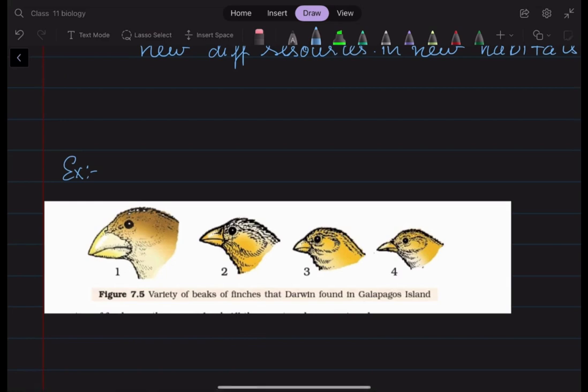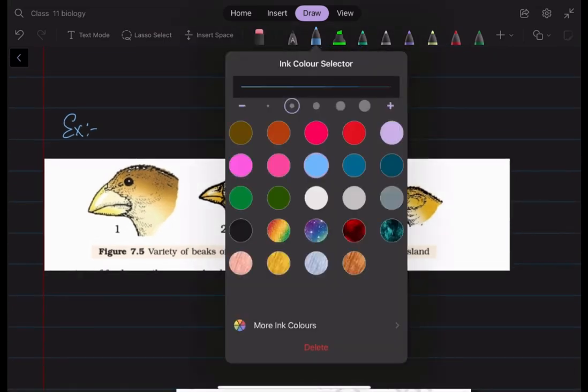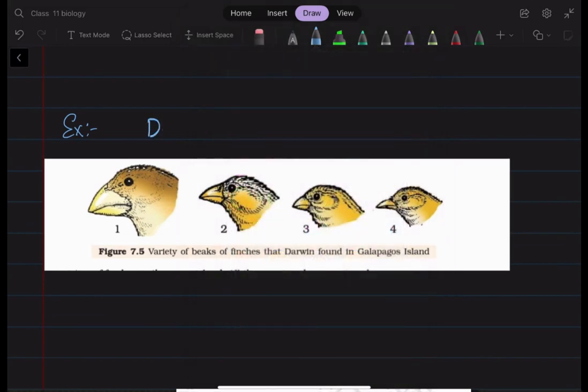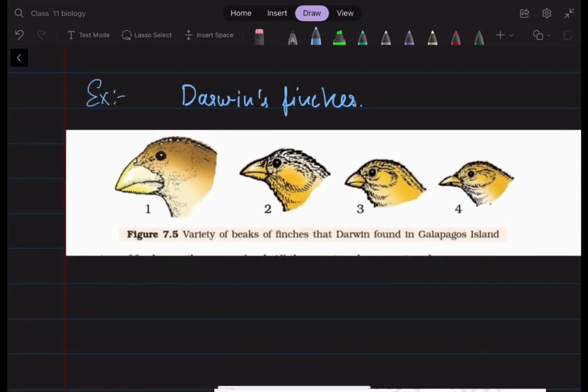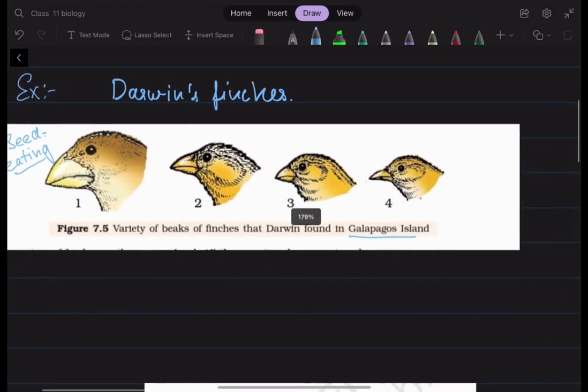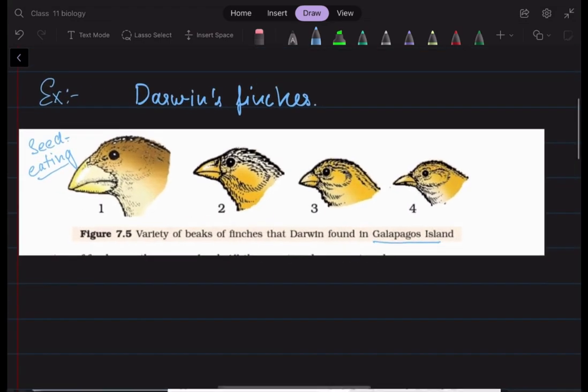One example of adaptive radiation is the finches, and these finches are called Darwin's finches. They are a very good example of adaptive radiation, as these finches were found in the Galapagos Island. Here the main common species from which the other different types of finches evolved were the seed-eating finches. From this, we got other different kinds of finches which had different food habits. So they were not seed-eating, but different.